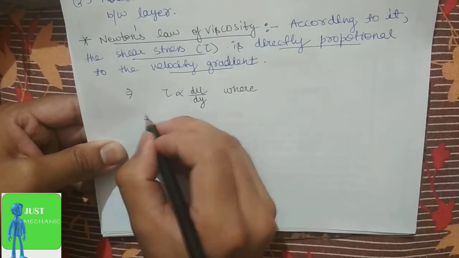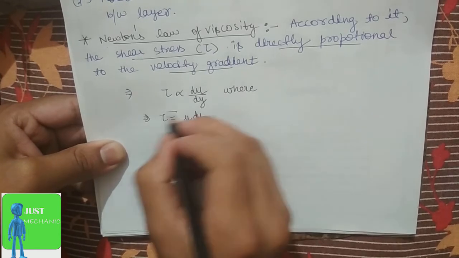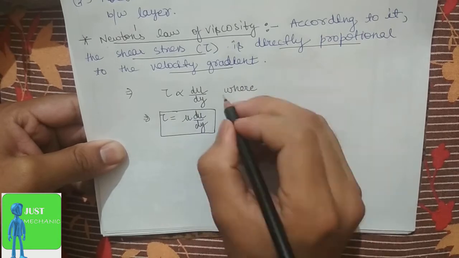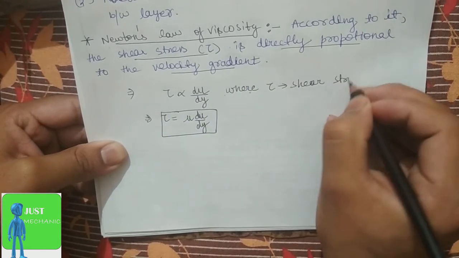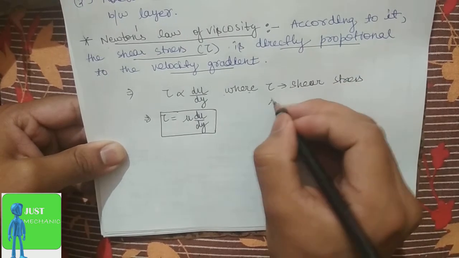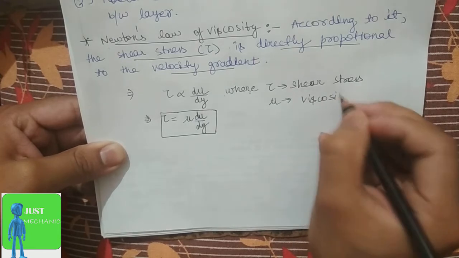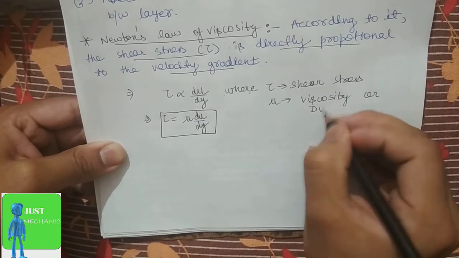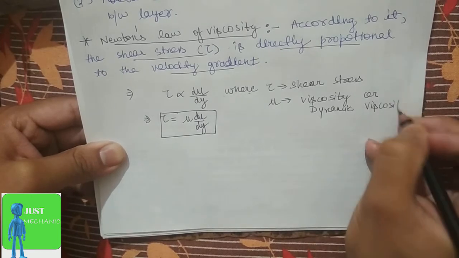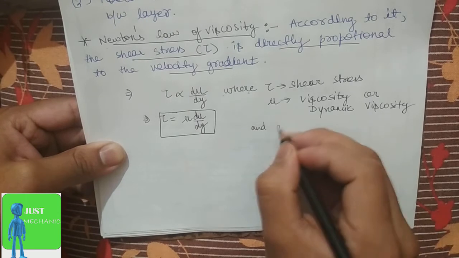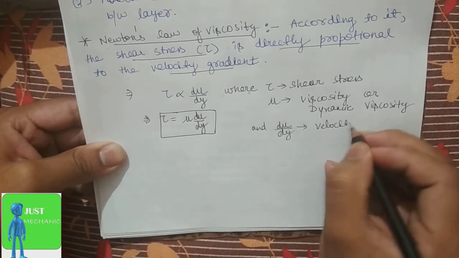After removing the proportionality, shear stress equals mu into du by dy, where tau is the shear stress, mu is the viscosity or dynamic viscosity, and du by dy is the velocity gradient.